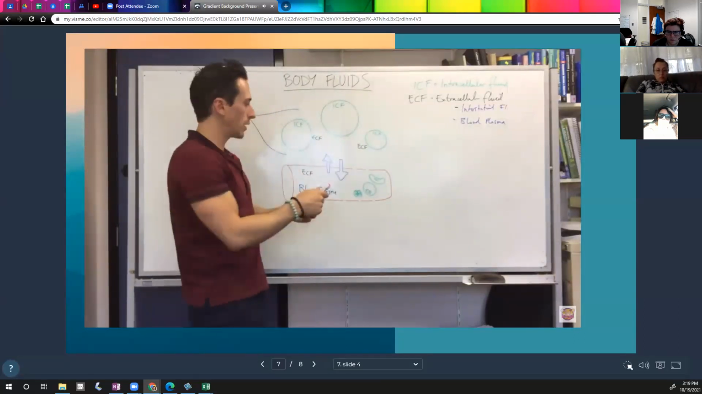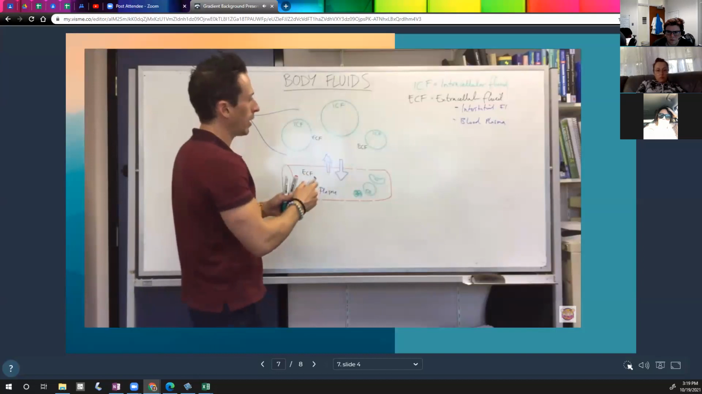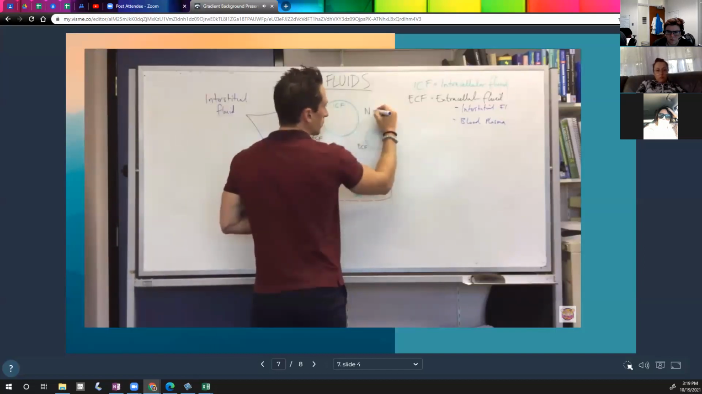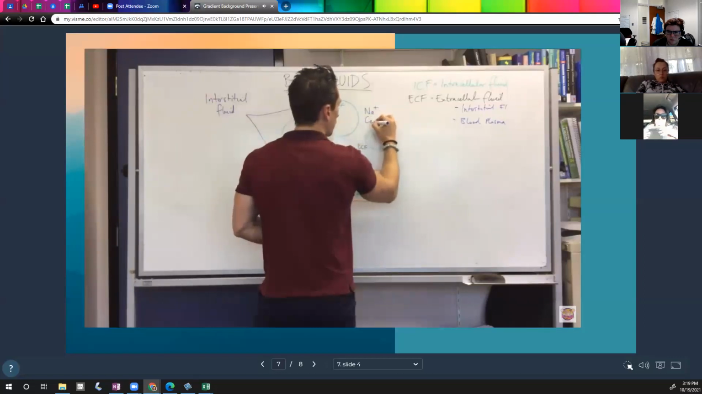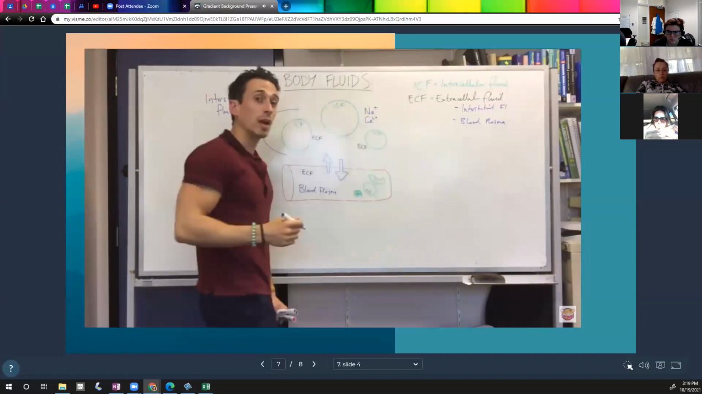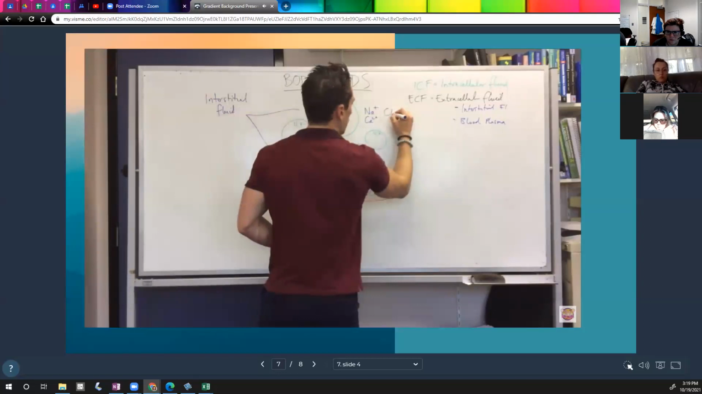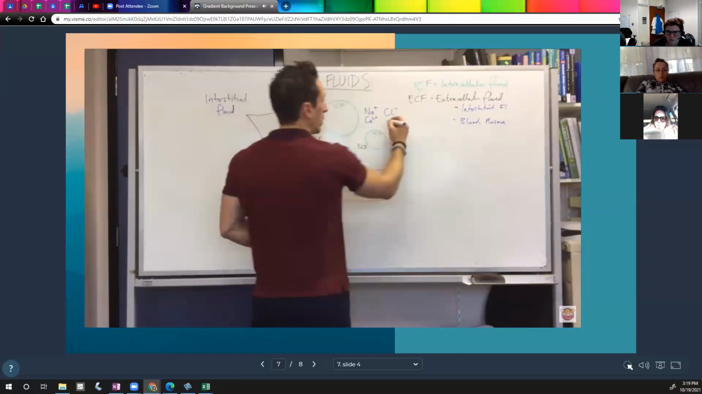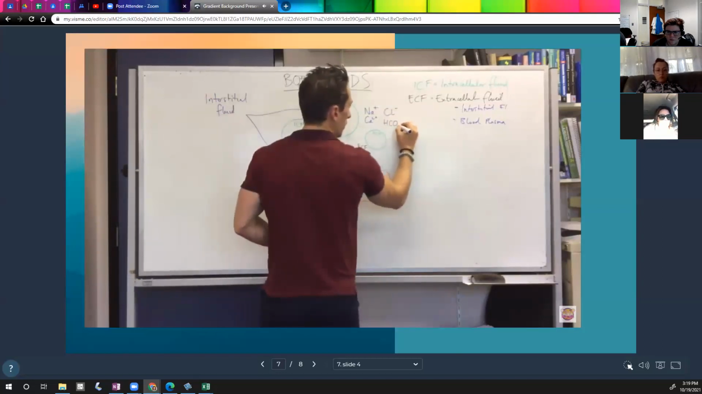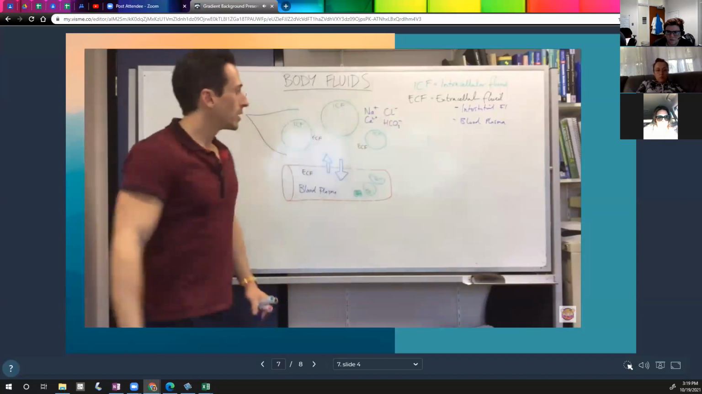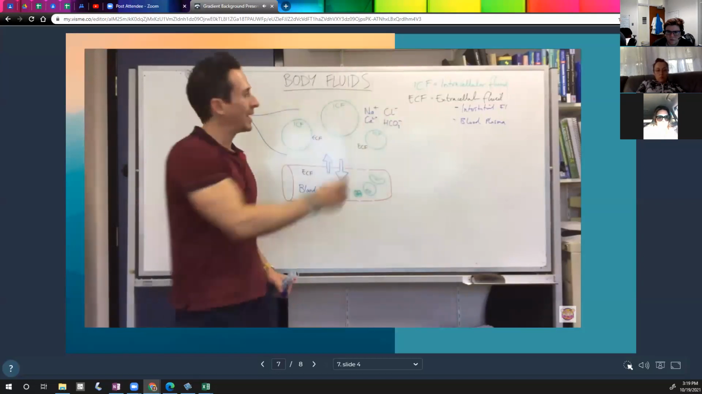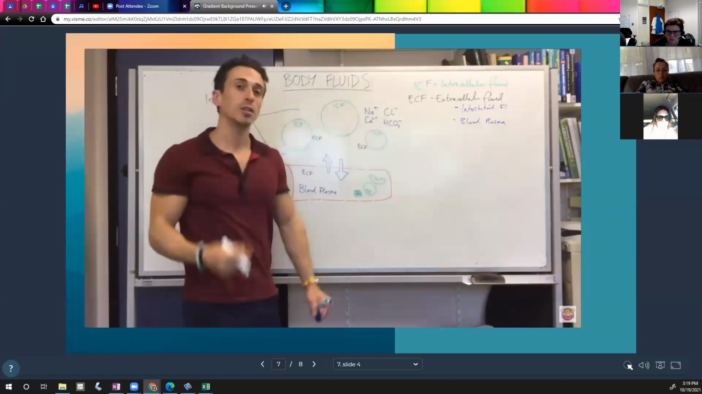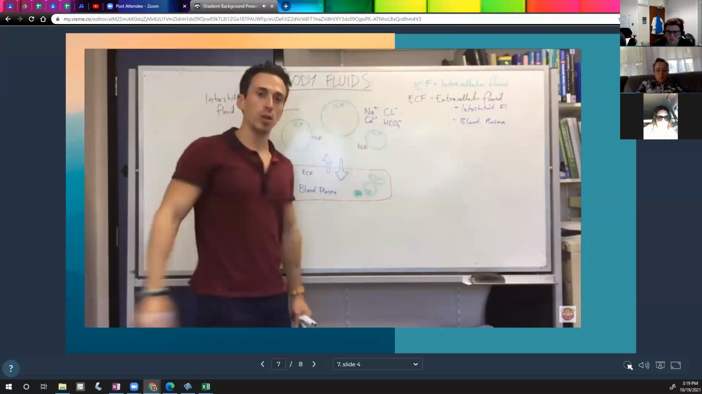Okay, so ions of the extracellular fluid. Well, they include sodium, calcium, chloride, and bicarbonate. So these are some of the major extracellular cations, positively charged ions, and anions, negatively charged ions.